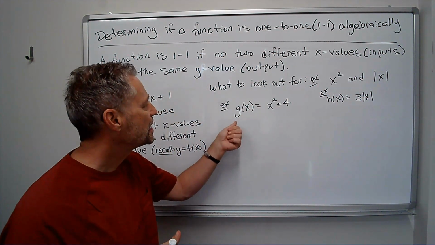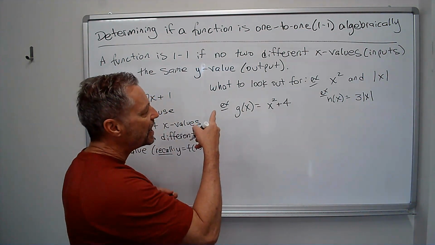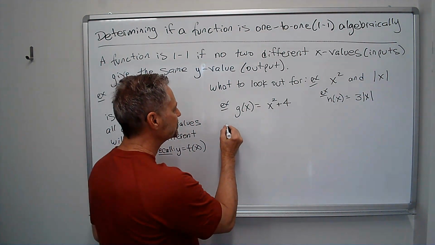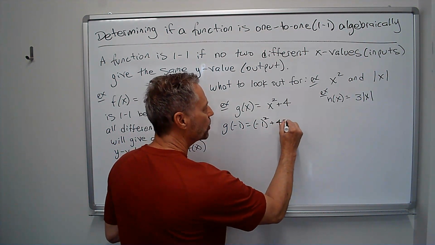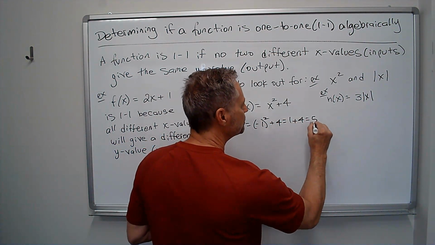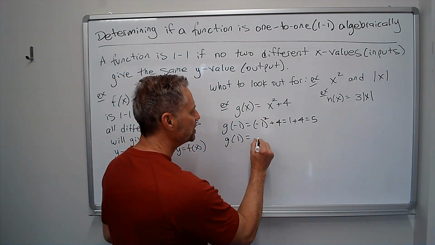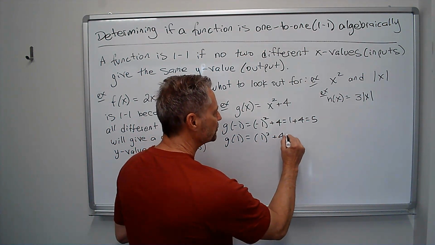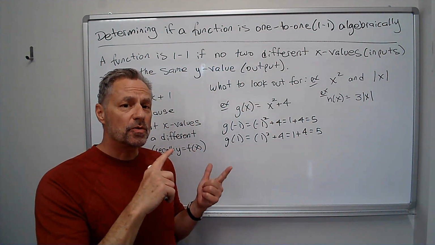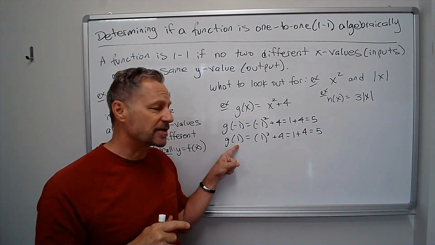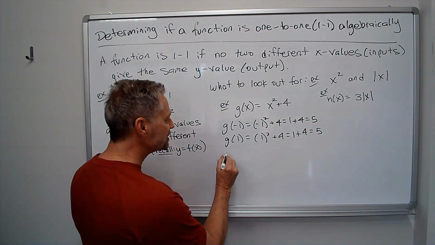Let me show you. If I have this function, g of x equals x squared plus 4, if I plug in, for instance, -1 for x, g of -1 is (-1) squared plus 4, which is 1 plus 4, which is 5. But if I plug in +1 for x, g of 1 is 1 squared plus 4, which is 1 plus 4, which is again 5. Notice what happened. I had two different x values that gave me the same y value. So g of x is not one-to-one.